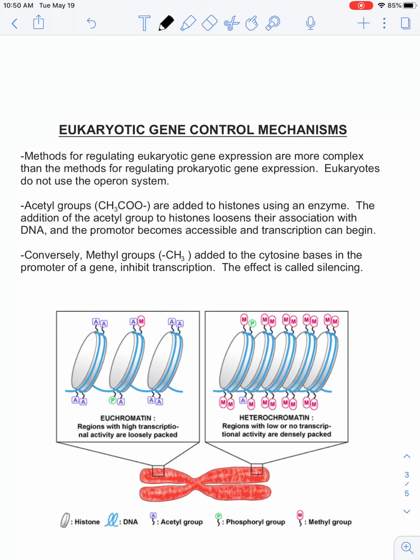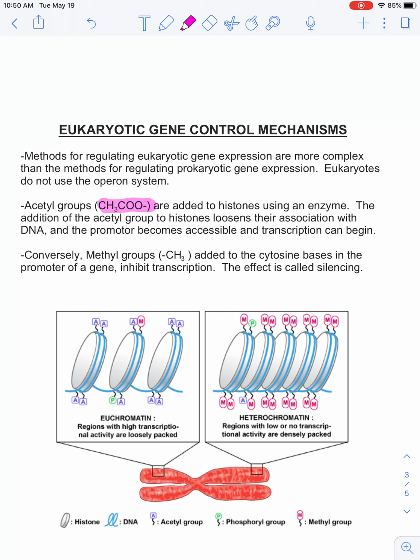And it deals with functional groups. So acetyl groups, which are these right here, are, if you remember, our DNA has histones, which are proteins, and that's what the DNA wraps itself around to keep itself untangled and organized. Acetyl groups are added to those histones, and what that does is it loosens the association of the DNA with the histones, or in essence, unwraps them from the histones and makes them accessible for transcription.